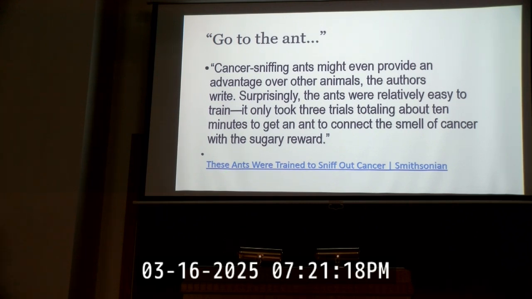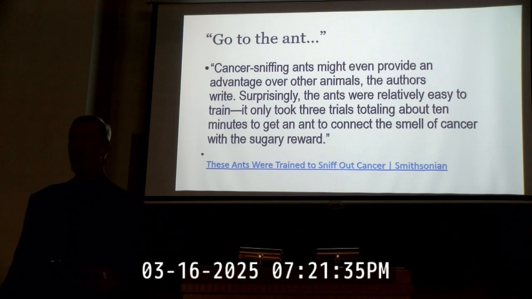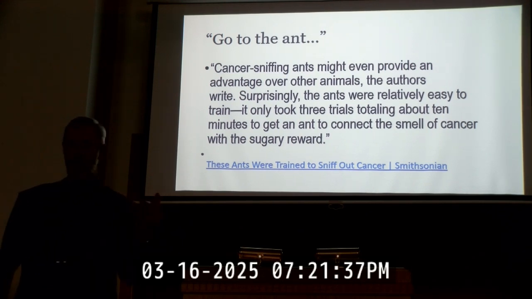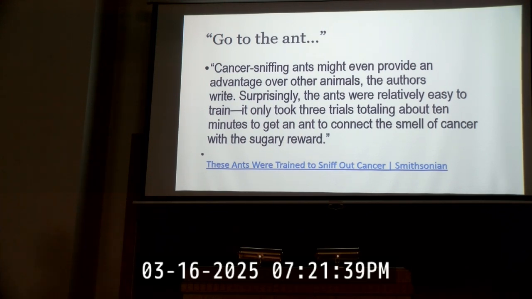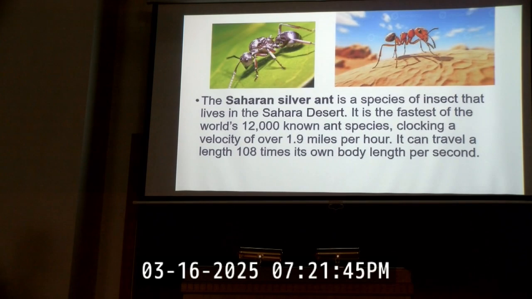These ants were trained to sniff out cancer. This is the Smithsonian magazine that published this article. It took 3 trials totaling about 10 minutes to get the ants to be trained to smell cancer. So in less than 30 minutes, they can take an ant with 86 billion nerve cells, 250,000 brain cells, and teach it to smell cancer in humans. Pretty neat trick. All right.